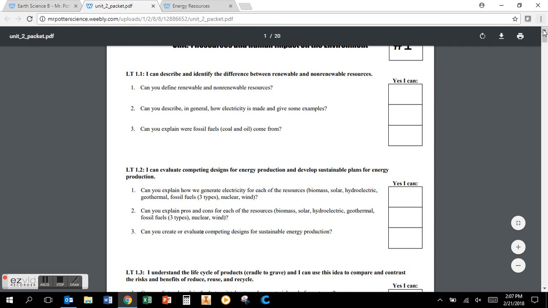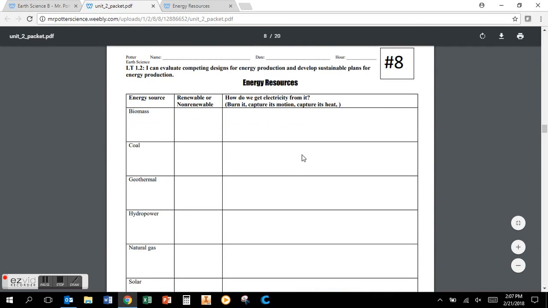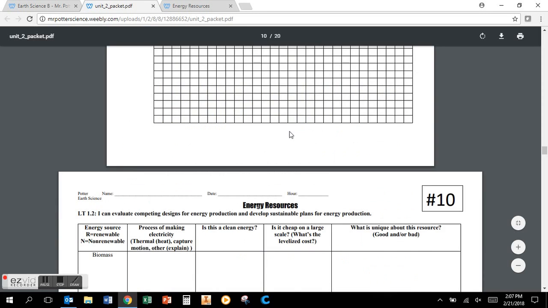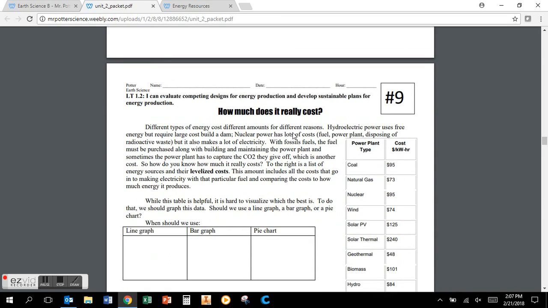In our packets, page 8 is kind of like a one page summary of all the different energy resources, whether it's renewable or non-renewable, and generally speaking, how we make electricity from it. Then we looked at how we compare two different energy resources.